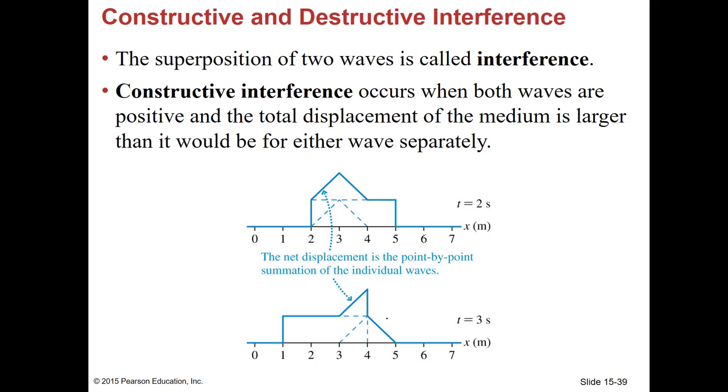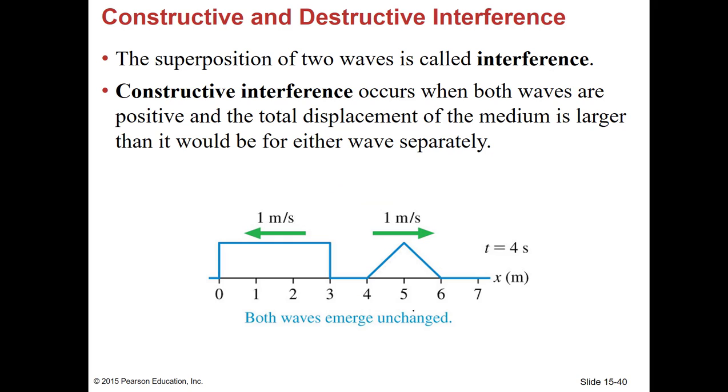And they start to pass through each other at 3 seconds, still adding together point by point. And then afterwards they just pass through each other. So while they were interacting with each other, they were both above the x-axis here, so they actually added together. They are both positive waves.